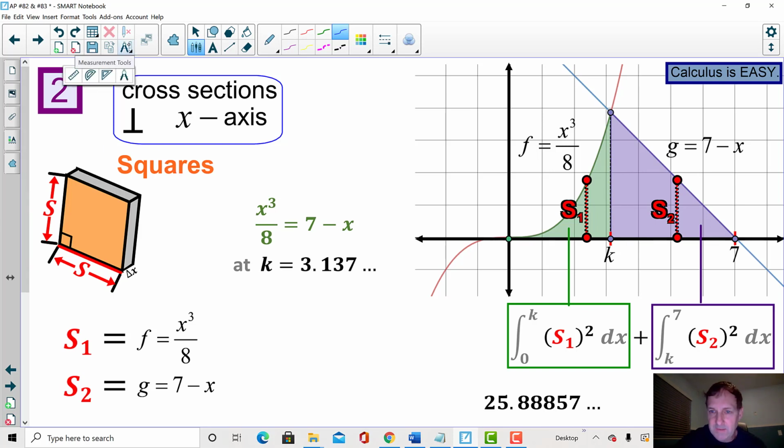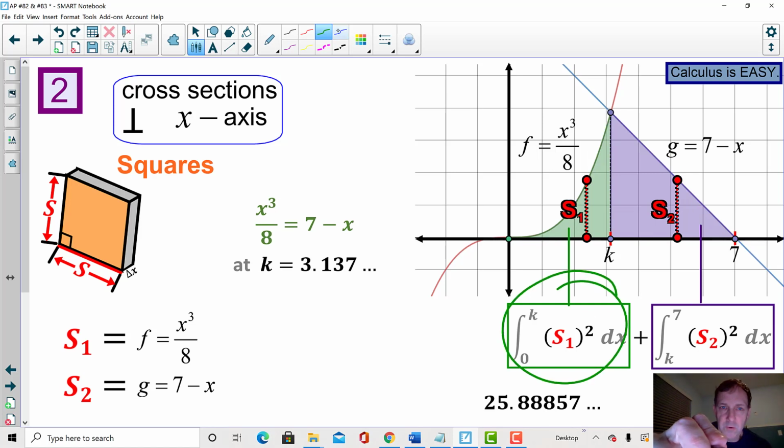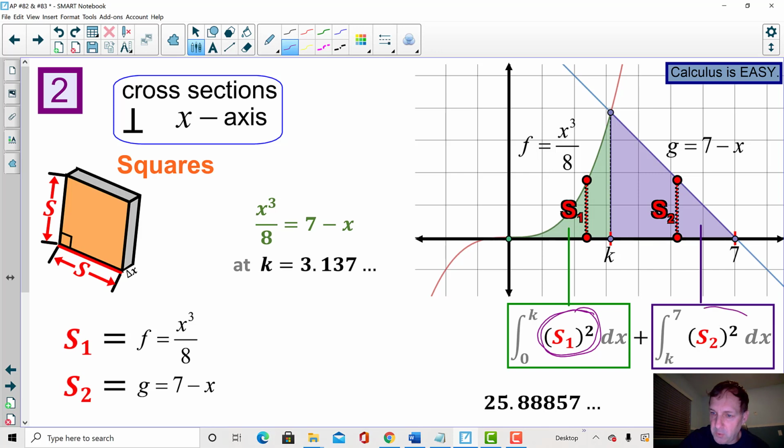The problem is we can't say that s is going to be the top minus the bottom when we have two different tops, right? Over here the top is x to the third over 8, and over here the top is 7 minus x. So we're going to do this with two separate integrals, one integral for the green and one integral for the purple. Okay, because they're squares, the area is just going to be s squared. So for both of them, the area is s squared.